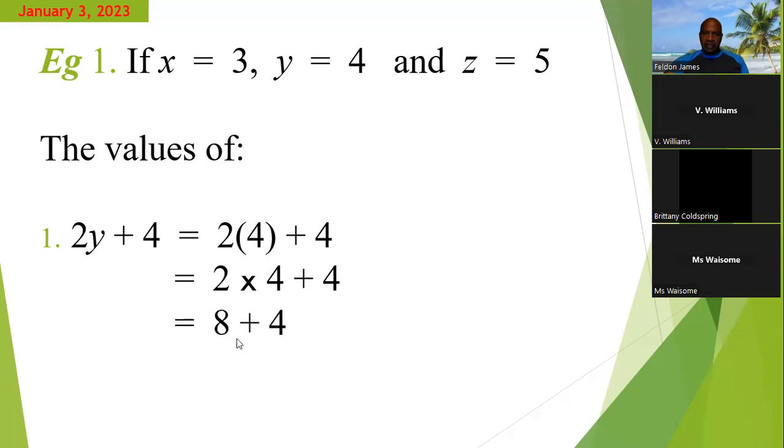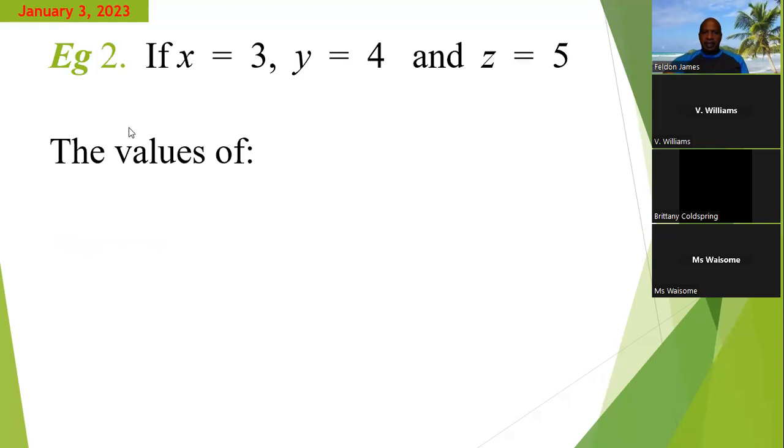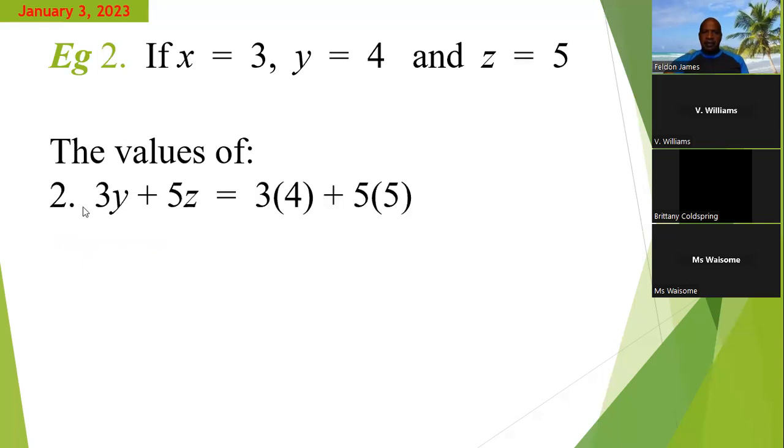So 2 times 4 is 8, plus 4 gives us 12. Here again, a second example, we have 3y plus 5z. And so we are now going to substitute a value for y and a value for z. Now we see that y is equal to 4. So based on the assignment that we are given up here, 3 is assigned to x, 4 is assigned to y, 5 is assigned to z.